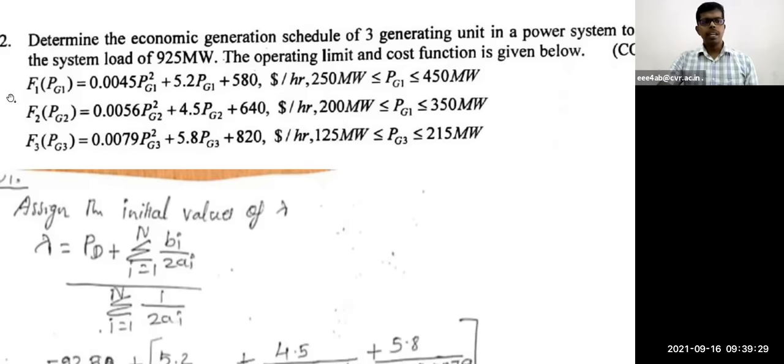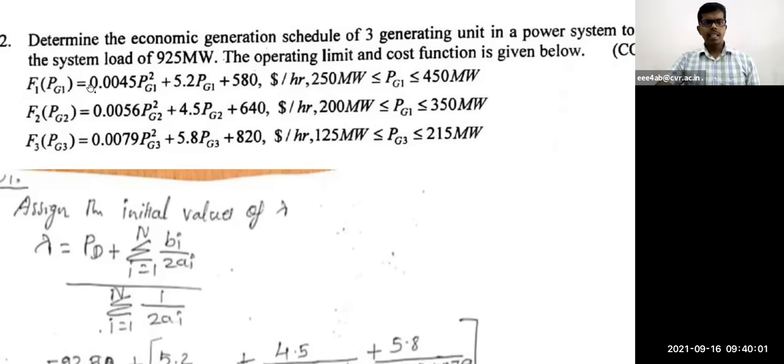So here, the fuel cost function is given. Sometimes the heat rate function also will be given. If the heat rate function is given, the fuel rate of the particular generating unit also will be given in the problem. So while starting the problem, first we have to notice whether it is fuel cost function or heat rate characteristics.